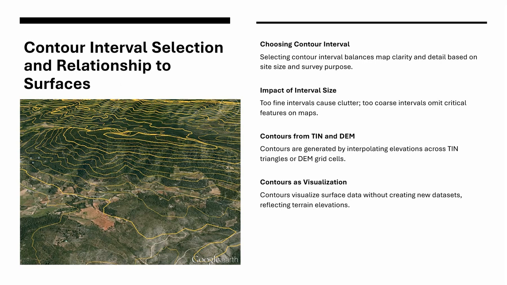And one of the subtleties of contour mapping is the choice of contour interval, the vertical spacing between lines. A 2-foot interval might be chosen for a small, detailed site, like a subdivision, while a 10-foot interval might be used for large topographic maps, where fine detail would clutter the drawing. This choice is not arbitrary. It balances clarity with accuracy.